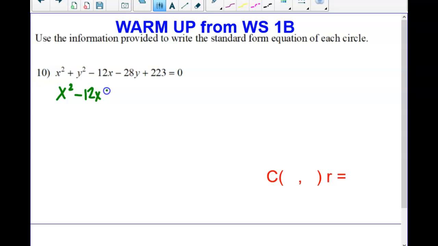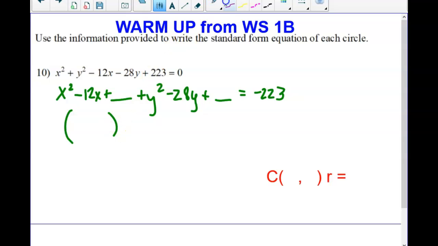We put the x's together, and over here we put the y's together. And someone help me with the x's. What do we get in this parenthesis? Yep, we took half of this, making careful to watch the sign. And if we multiplied x minus 6 times x minus 6, we'd get x squared minus 12x plus 36. Okay. And then we went over here.